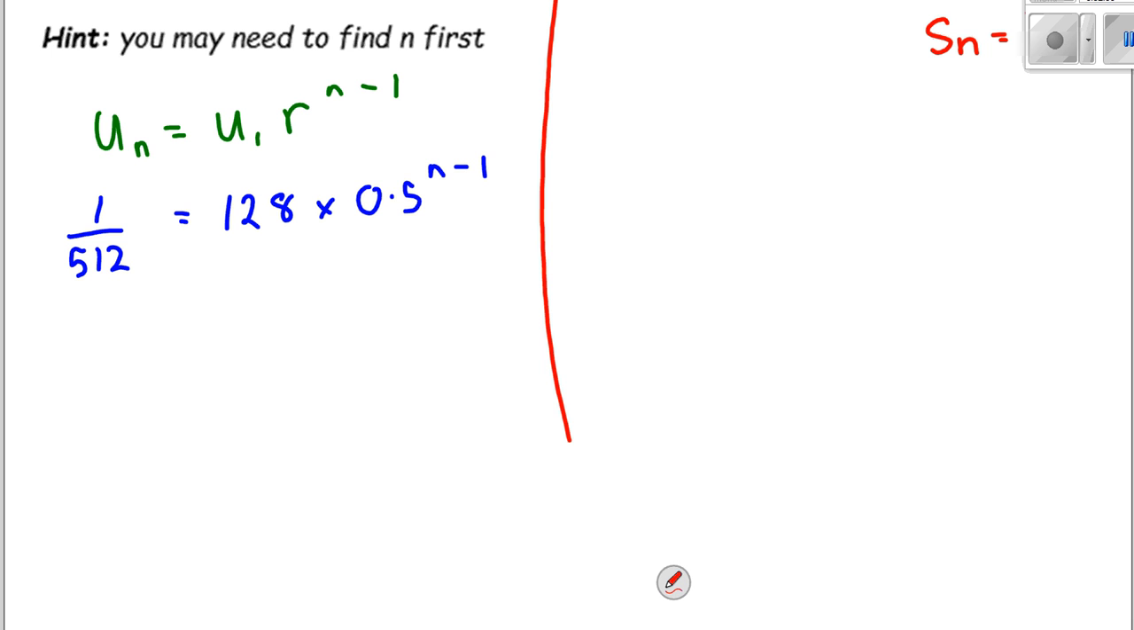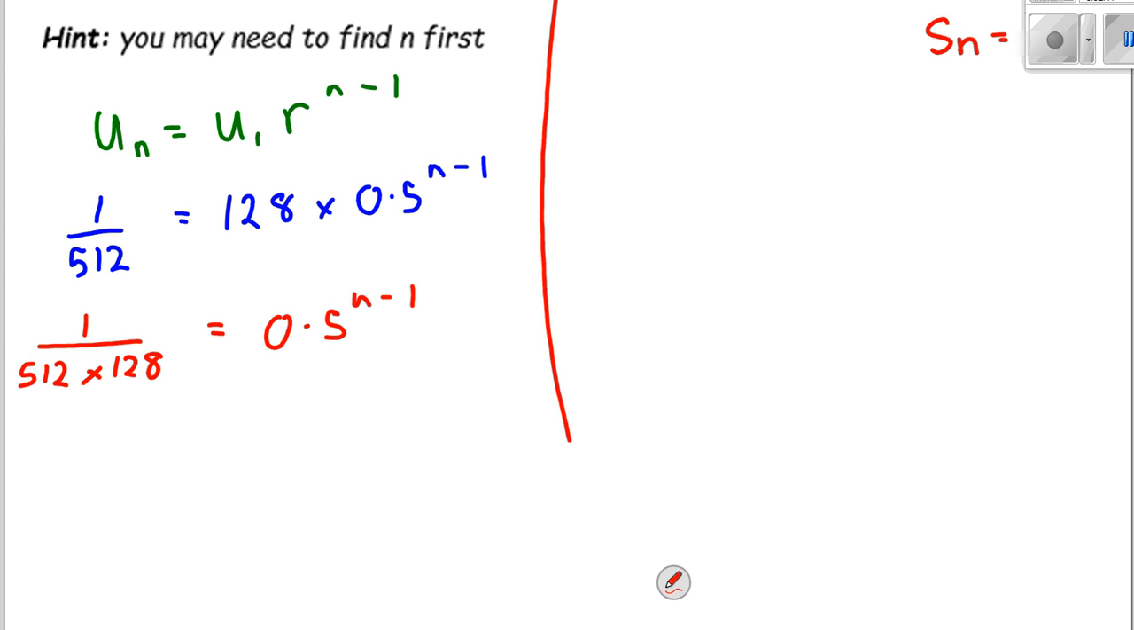So before we start to log both sides, we need to deal with the 128. So how do we deal with the 128? Divide it, yep. So divide it off. A way of dividing something off is to multiply it into the denominator. So 1 over 512, and you can write the divide sign, 128, just showing you that this is actually possible. Equals 0.5 to the power of n minus 1.